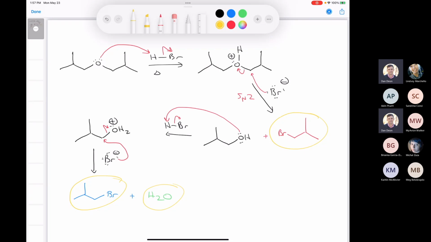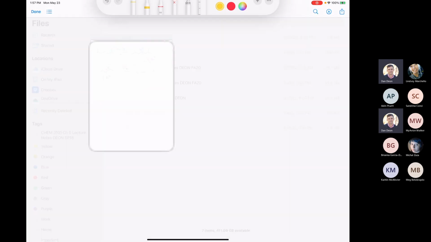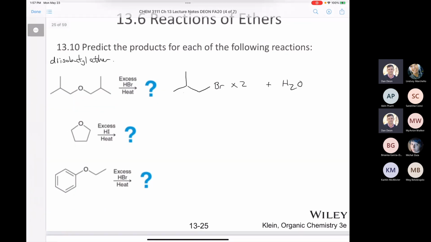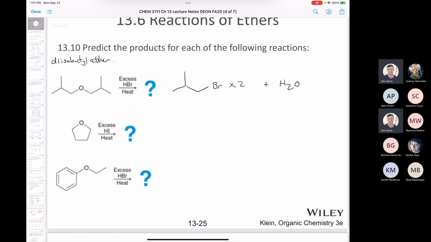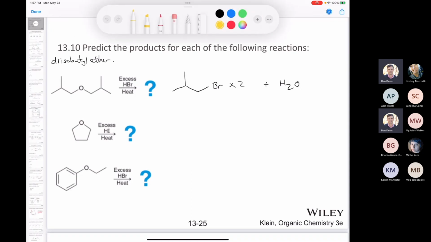Well, now that we've seen the mechanism, let's go back to that problem and let's try the next one. This is THF, or tetrahydrofuran. I'll just put the acronym for fun, THF. And if you hit that hard enough with hydroiodic acid, it is going to blow apart. Right? This is your R group on one side, and this is your R group on the other side.